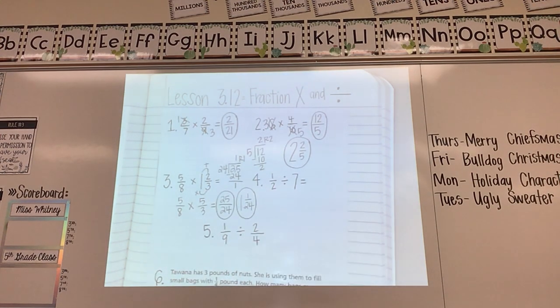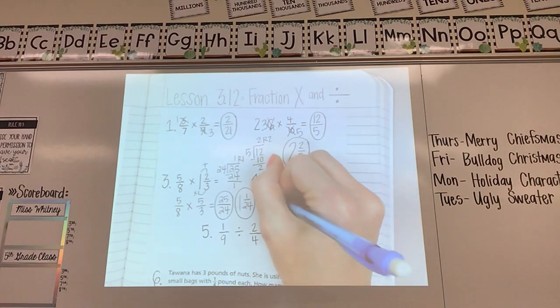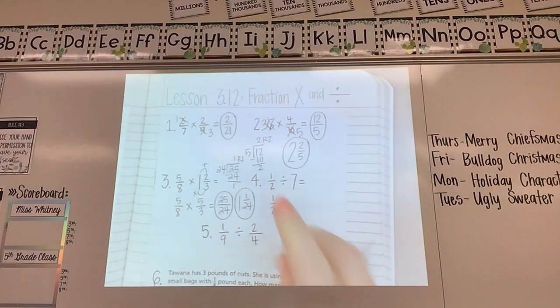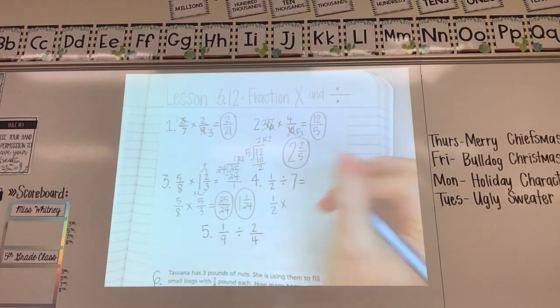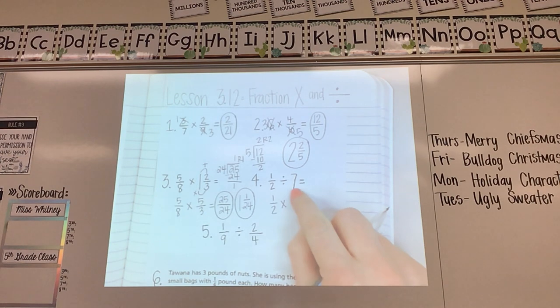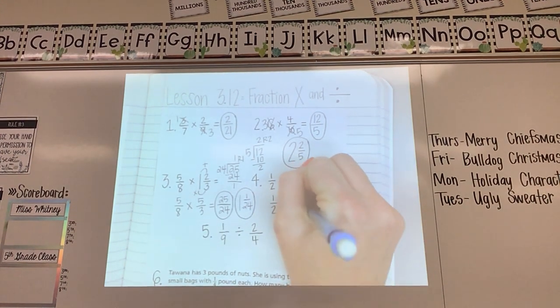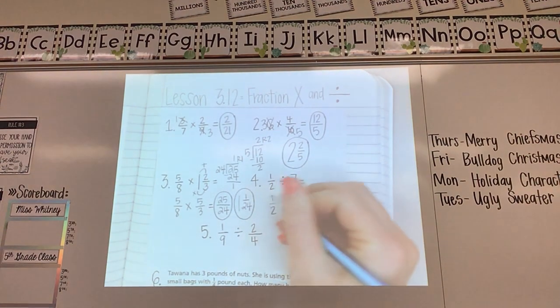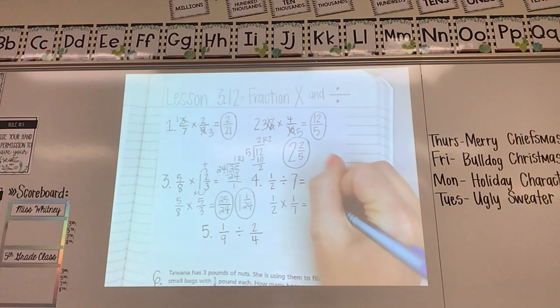All right, now I get to number 4, and I see that I'm dividing. What 3-word phrase is going to pop into my mind when I'm dividing? Same, flip, flip. So same, copy down exactly the number I have. Flip my division sign into a multiplication sign. And flip my second number. So when I flip my 7, it's going to become 1/7. Then I just go straight across, straight across. So 1 times 1 is 1. 2 times 7 is 14. So 1/14.